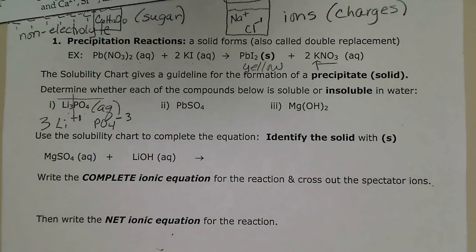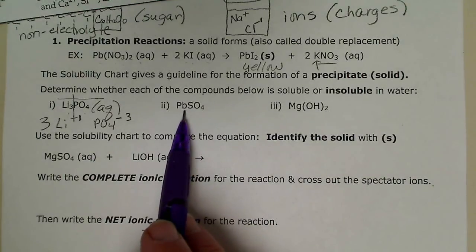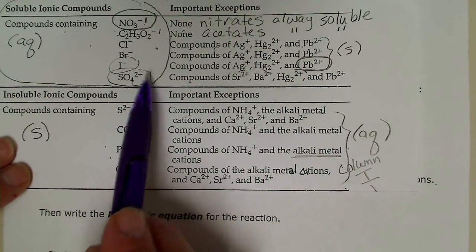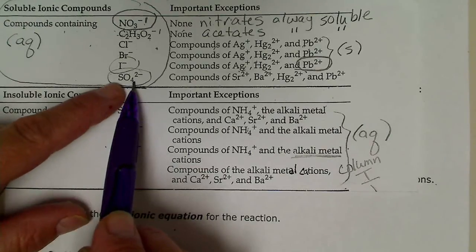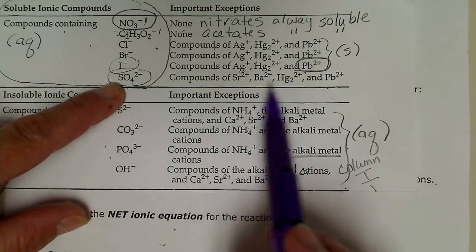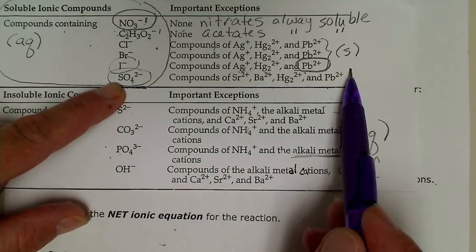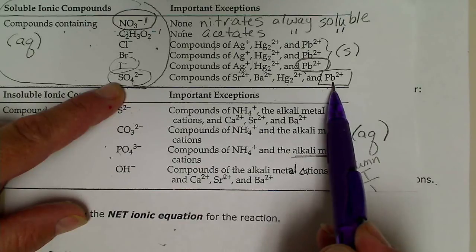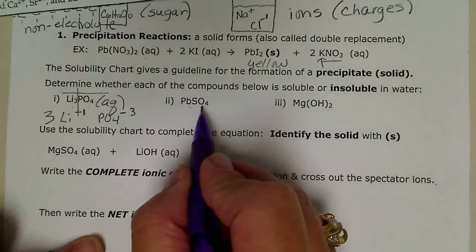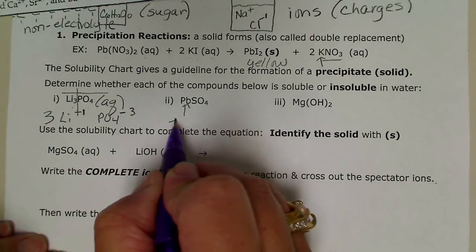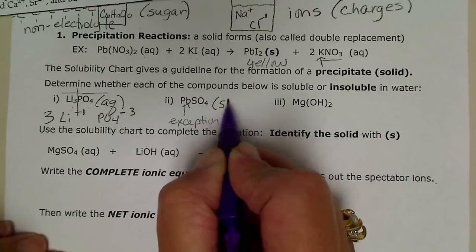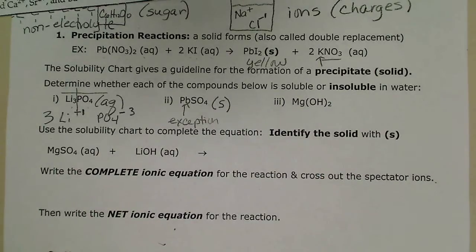Okay. If we look at this formula, this would be lead(II) sulfate. So if we find sulfate, sulfate compounds are soluble unless the metal is strontium, barium, mercury, or lead. So again, the exception to the rule, lead, was part of our formula. So although sulfates are soluble, lead is the exception. So this would have the state solid written after that.